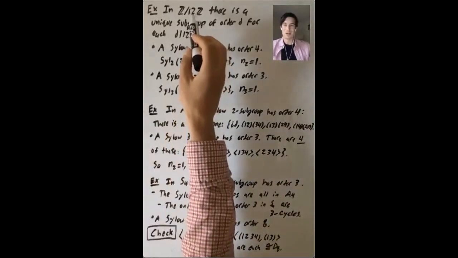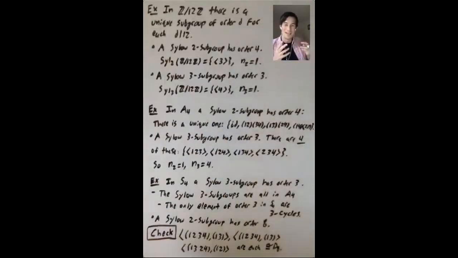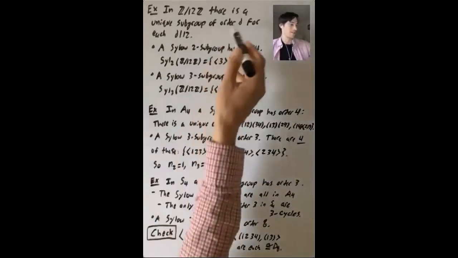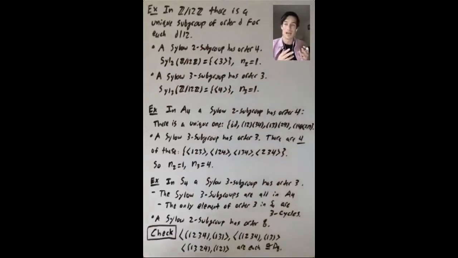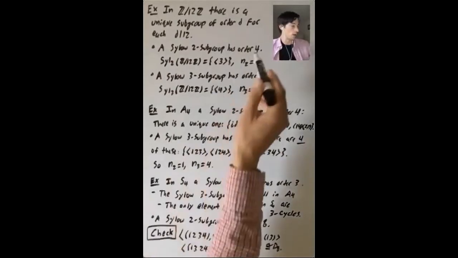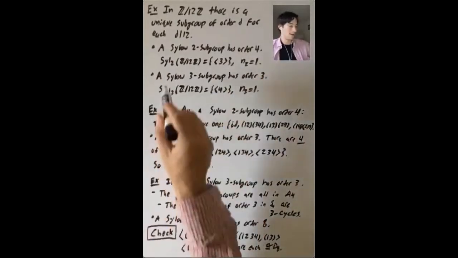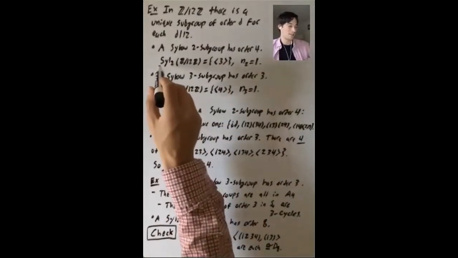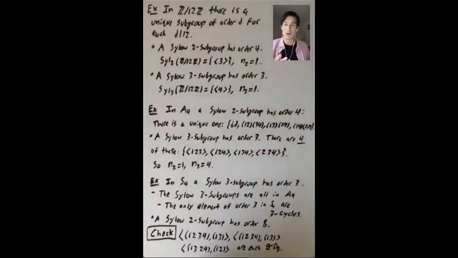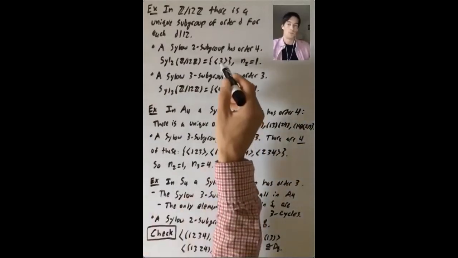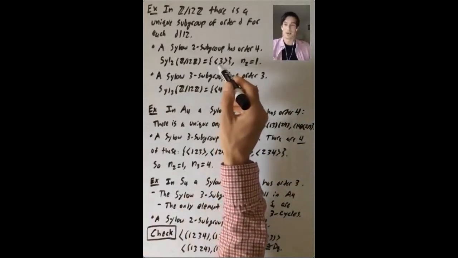In Z mod 12Z, we know in Z mod nZ, there's a unique subgroup of order d for any d dividing n. So there's a unique subgroup of order d for each d dividing 12. A Sylow 2 subgroup has order equal to the highest power of 2 dividing 12, so that is 4. To use this notation, Syl_2 of Z mod 12Z is equal to the set of subgroups of order 4. There's exactly one. One way to write it is it's the cyclic subgroup generated by 3.